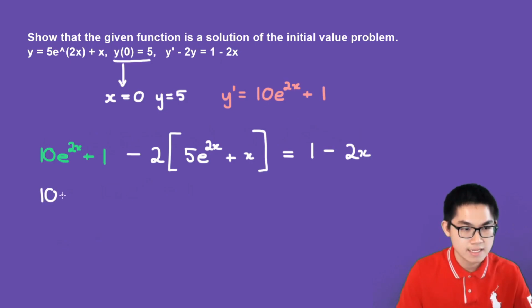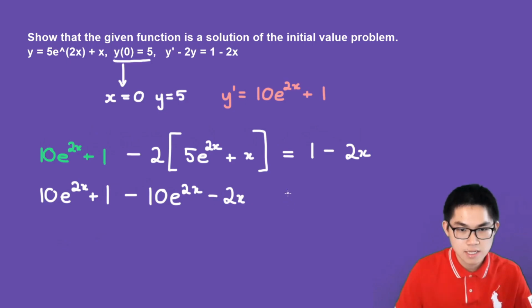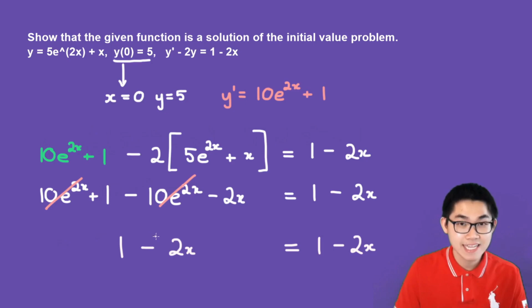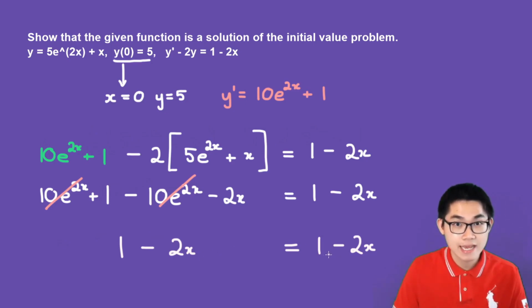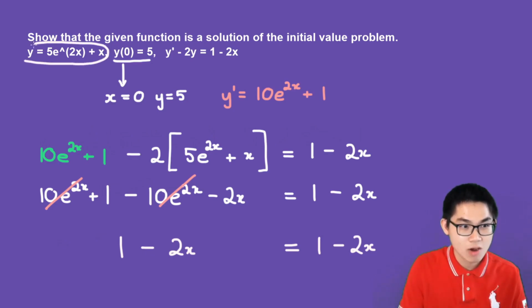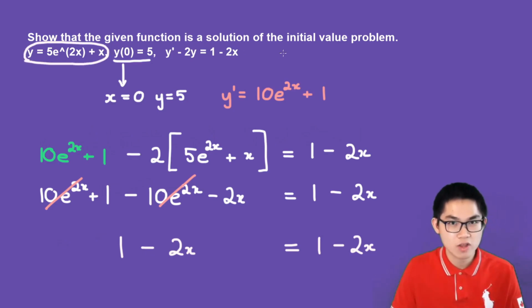We get 10 times e to the power of 2x plus 1 minus 10 times e to the power of 2x minus 2x is equal to 1 minus 2x. As you can see, these two are going to cancel out, and we are left with 1 minus 2x. Since the left-hand side is the same as the right-hand side, then the answer is yes, this function is our solution to the initial value problem.